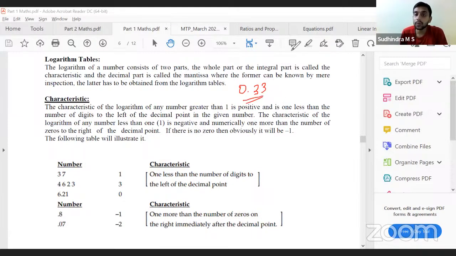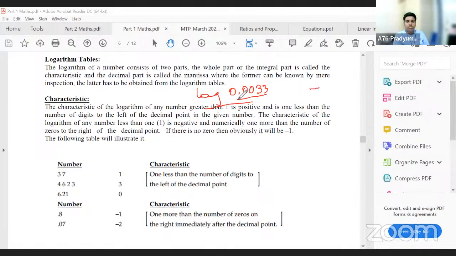But if the number is less than 1, like 0.33, then the characteristic would be negative, and we have to add one more than the number of zeros to the right of the decimal point. So for the logarithm of 0.33, the characteristic would be negative. What is the number of zeros after the decimal point? 0 zeros. So add 1 to it, minus 1 would be the characteristic. If I want the logarithm of 0.00333, what would be my characteristic? It would be negative, and the number of zeros after the decimal point is 2. So the characteristic would be minus 3. Correct? That is how we get the characteristic.